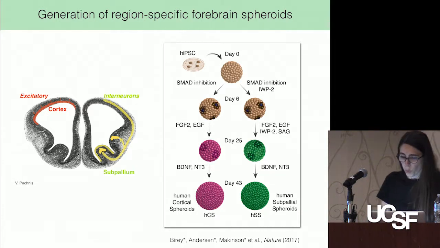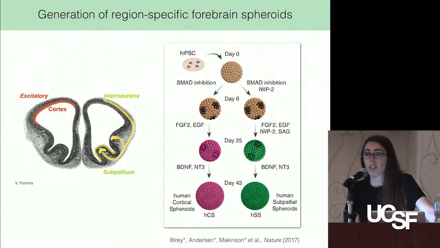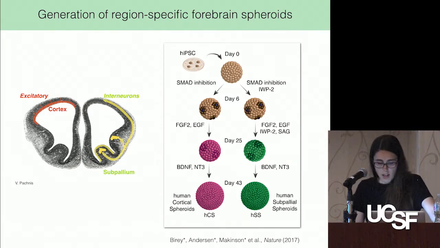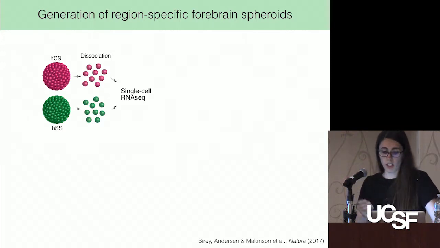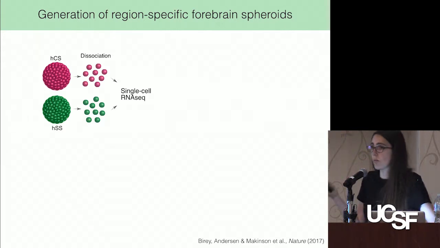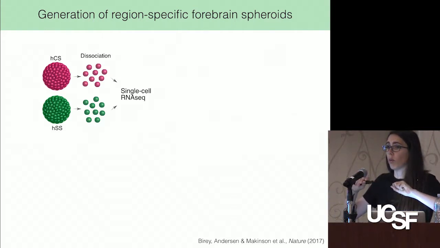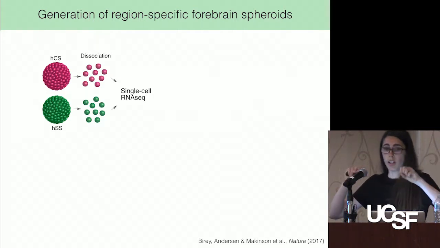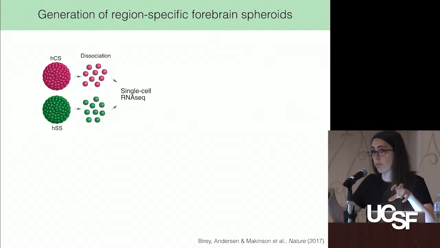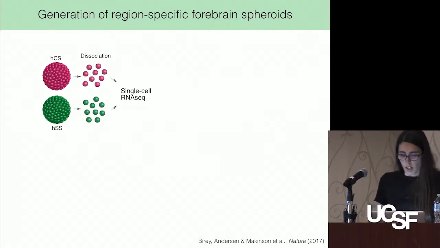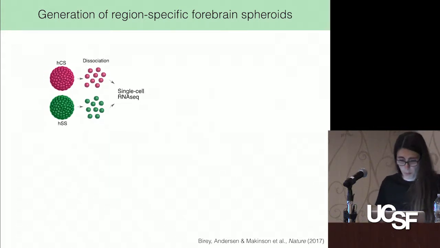And so we just wanted to make sure that the spheres that we generated actually are the regions that we're interested in with the relevant cell types. And so for that, we went on to do single-cell RNA sequencing. For that, we can separately dissociate cells of either the cortical or the subpallial fate, and then do single-cell RNA sequencing.